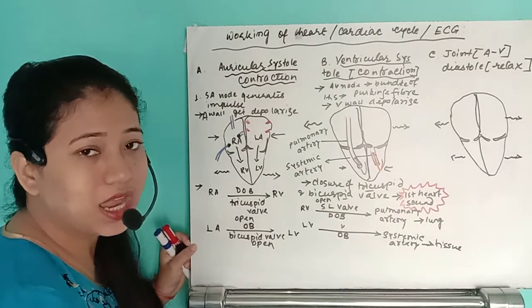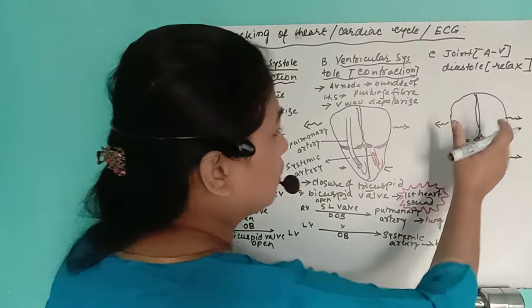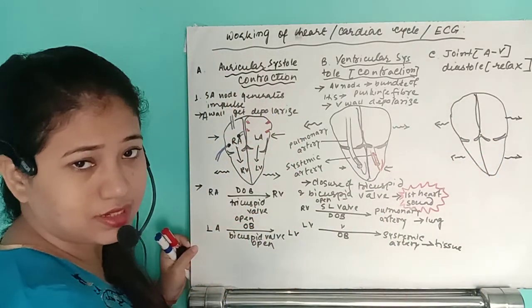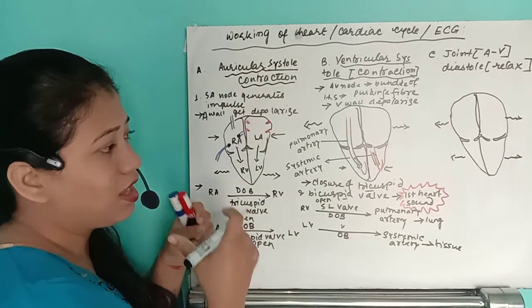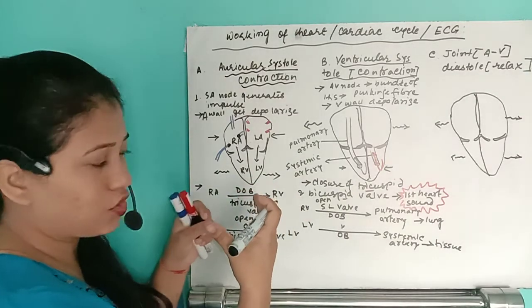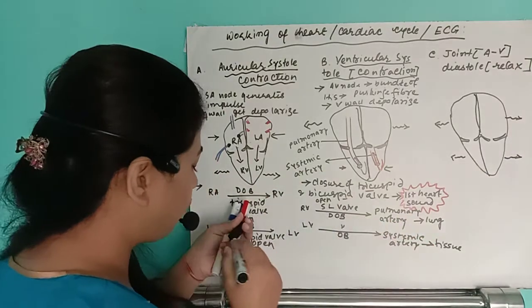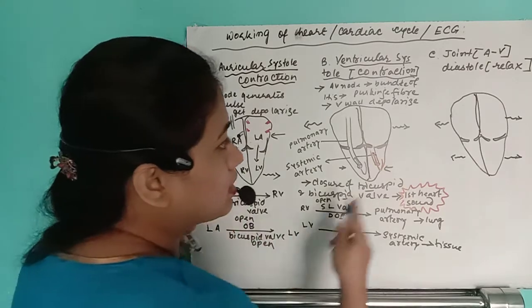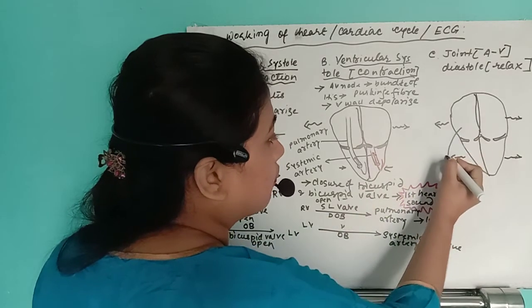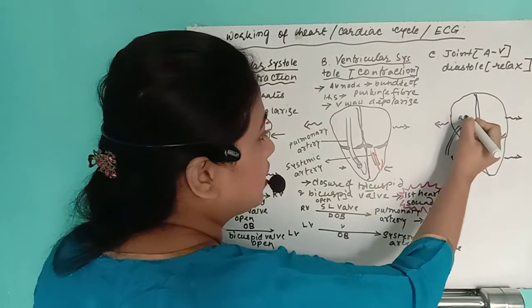So at this time what will happen is that the volume will be increased, isn't that? Whenever contraction occurs, the volume decreases, isn't that? Now joint diastole occurs, that means volume is increased, right? So whenever the volume is increased, the blood will move from the different parts of the tissues to the right atrium.